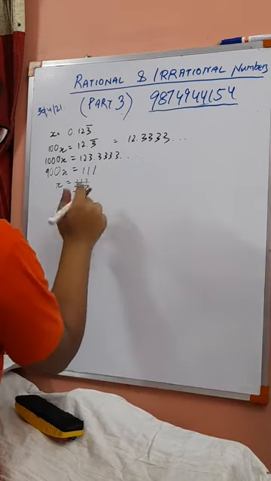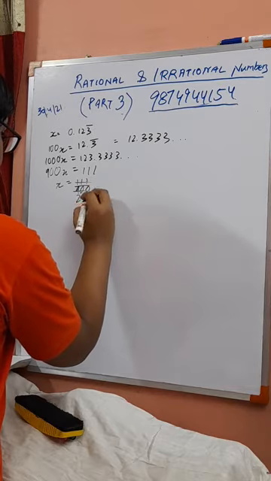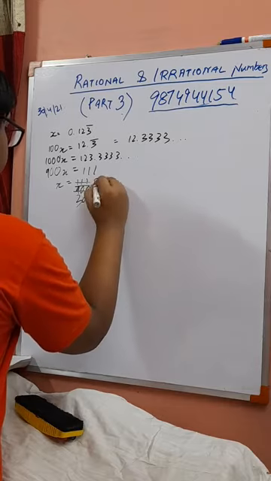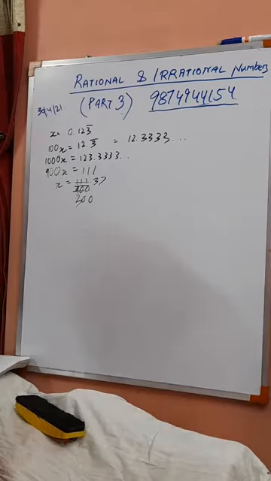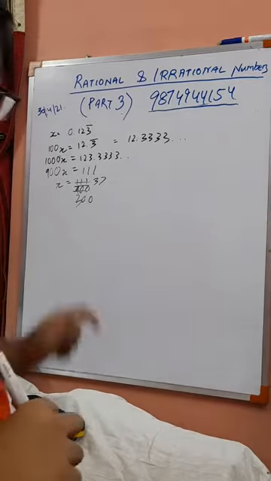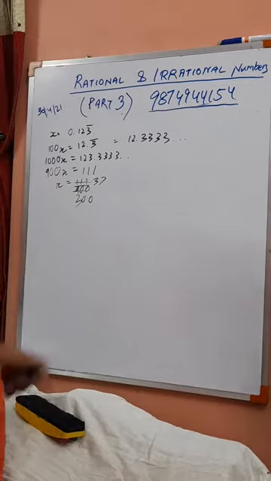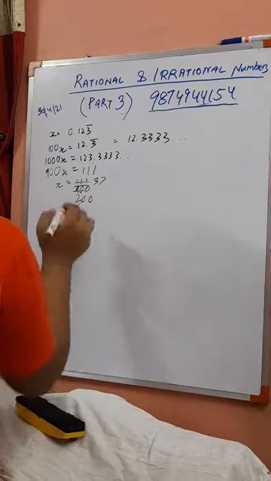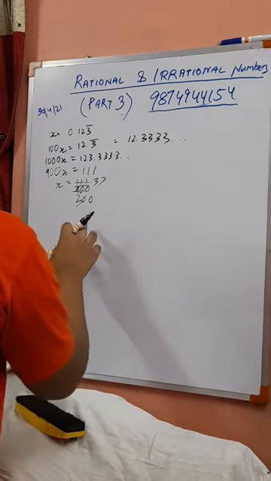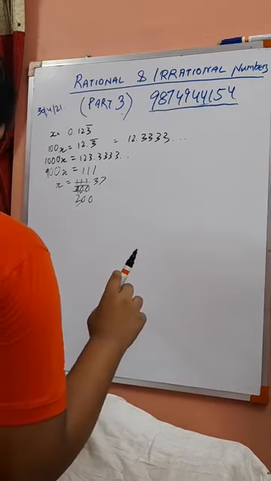further by 3. It will be 37 by 300. So it will end up as 37 by 300, which will be a rational number. Now, this is how we prove that a recurring number is a rational number.